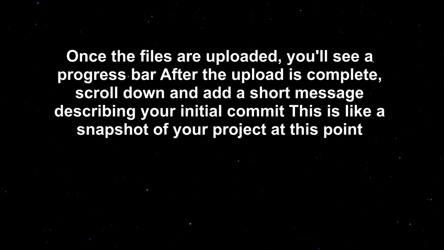Once the files are uploaded, you'll see a progress bar. After the upload is complete, scroll down and add a short message describing your initial commit. This is like a snapshot of your project at this point. Click the Commit Changes button to save your uploaded files to the repository.